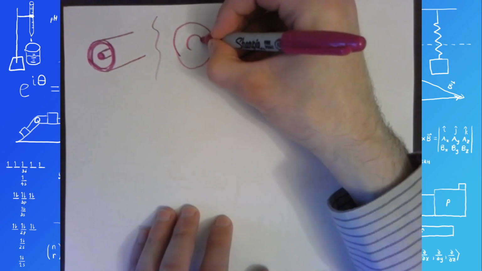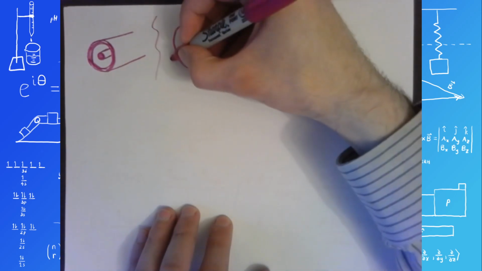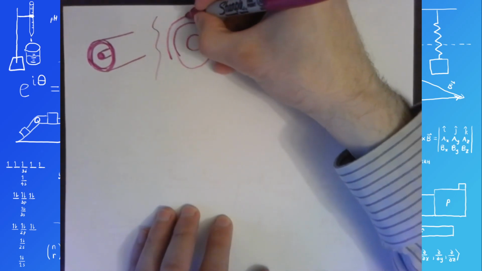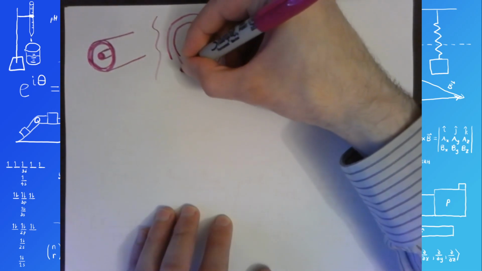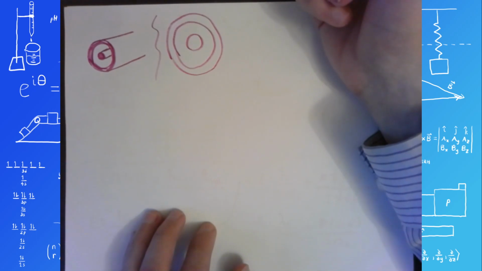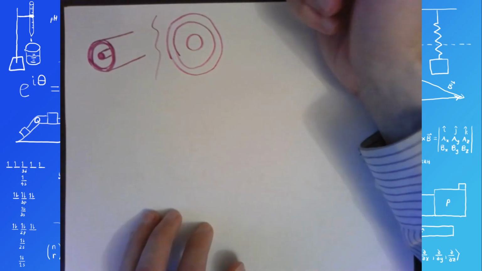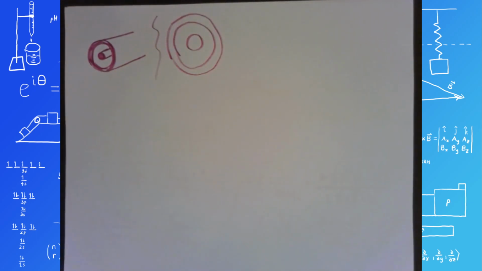That is not a perfect circle, but I'm working with it. Oh god, it's terrible. We'll pretend that thing is a circle.